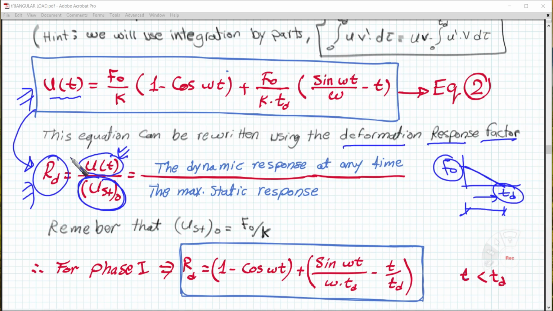So based on that, instead of describing the system with the equation having the dynamic response on the left hand side, we are going to represent the same equation in a different way using RD.